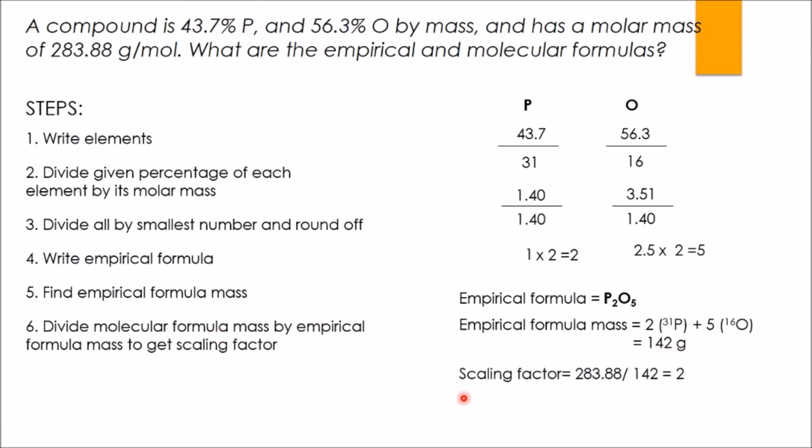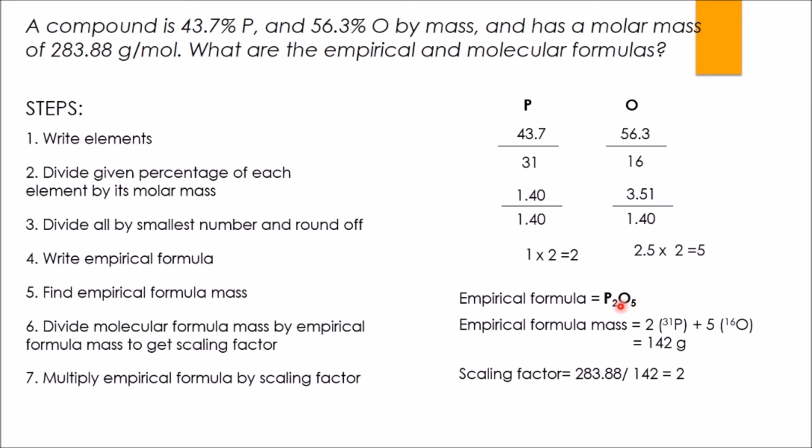So we simply divide the given molecular mass by the empirical formula mass that we have found, 142, and we get 2. 2 is the scaling factor. It is called the scaling factor. Okay, now we are going to multiply the empirical formula by the scaling factor.